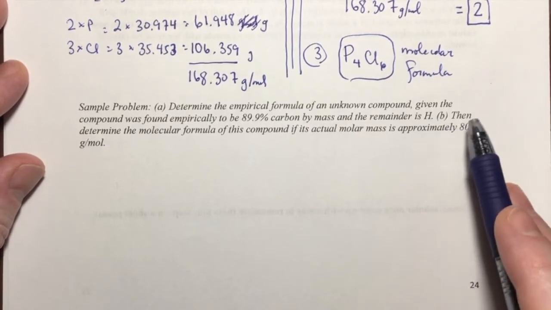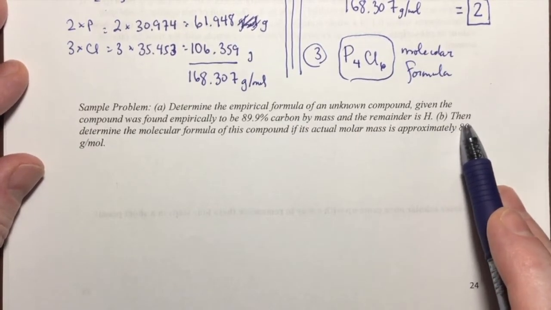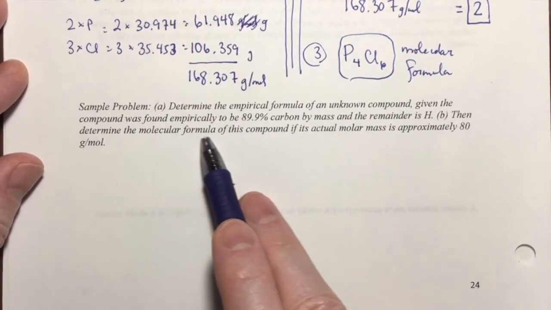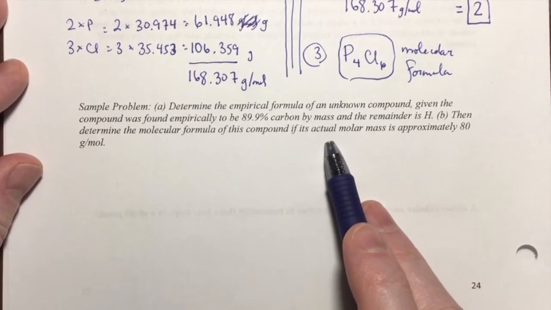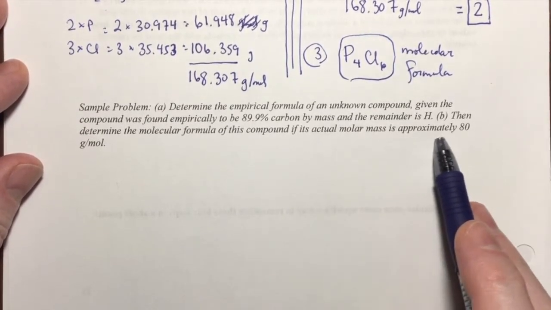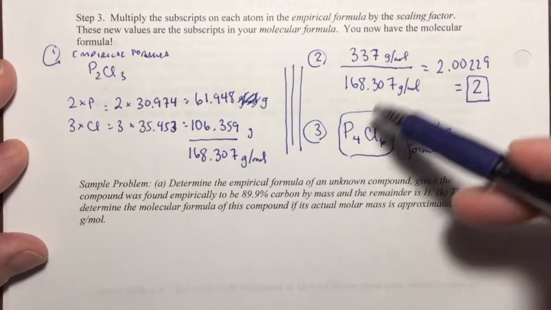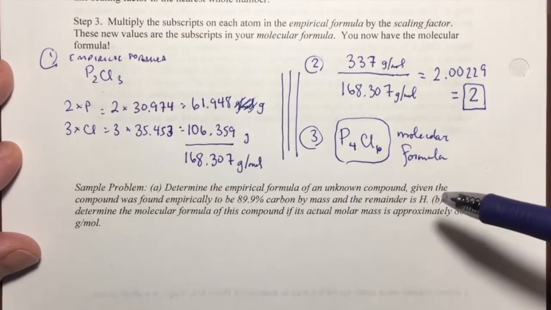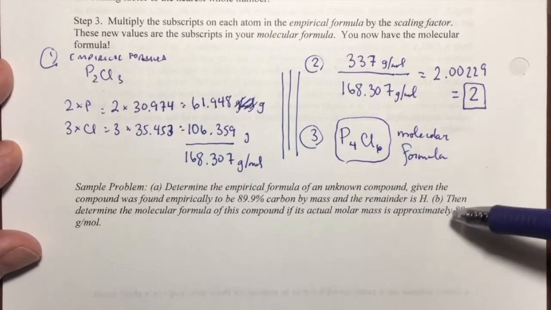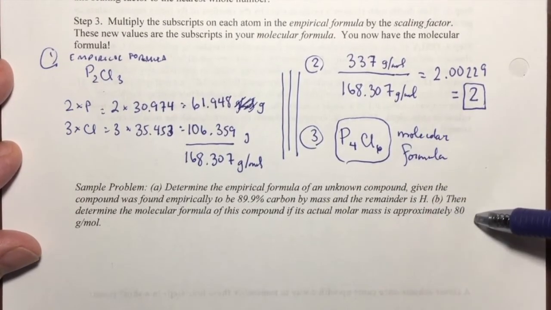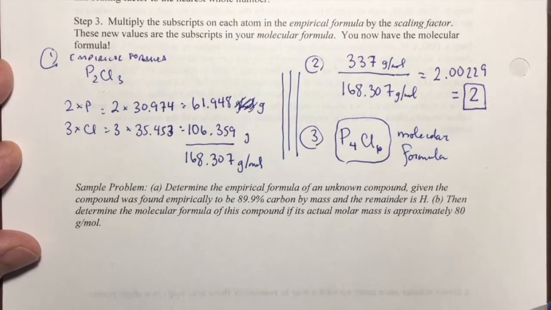Part B, once we have that empirical formula, we determine the molecular formula of this compound if its actual molar mass is approximately 80 grams per mole. You're going to use the method that we just learned in this video to go from the empirical formula and its approximate molar mass to get to the molecular formula.